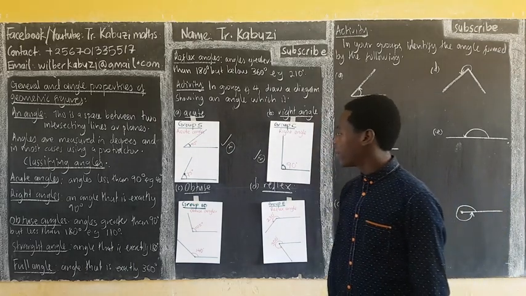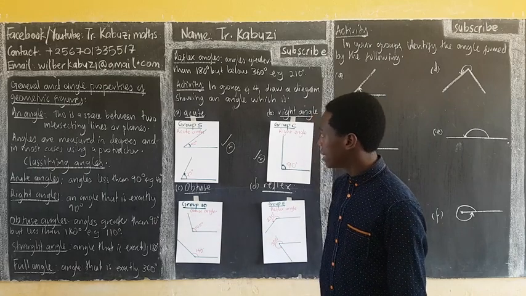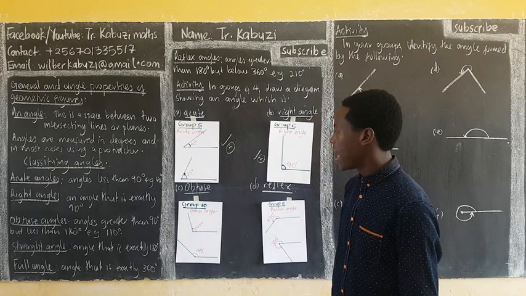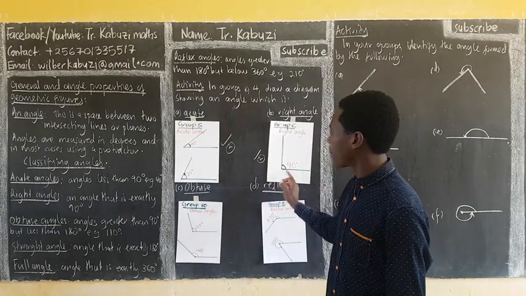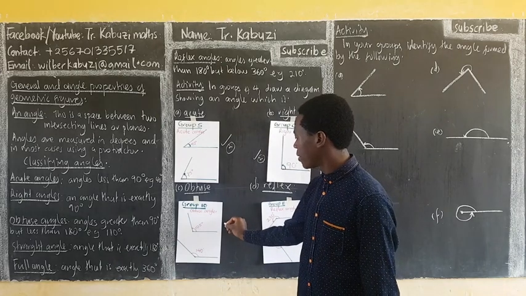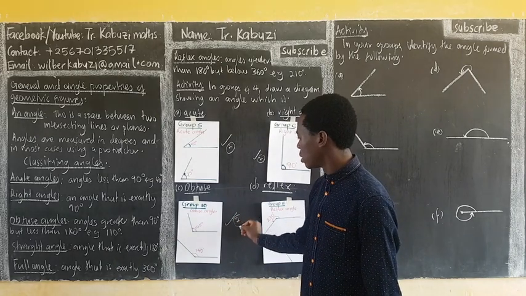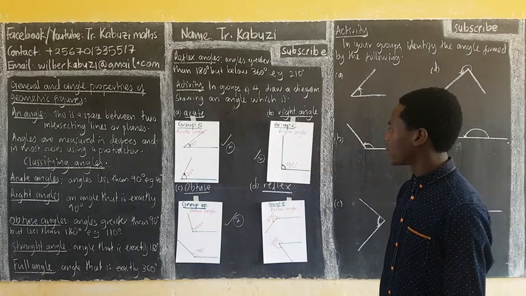Then obtuse angles. So this one is having 105. So we said obtuse angles are greater than 90. You said this angle is greater than 90, it's greater than this, but less than 180. So you also give this one 2 marks. Then this one is 140. So that is also okay.